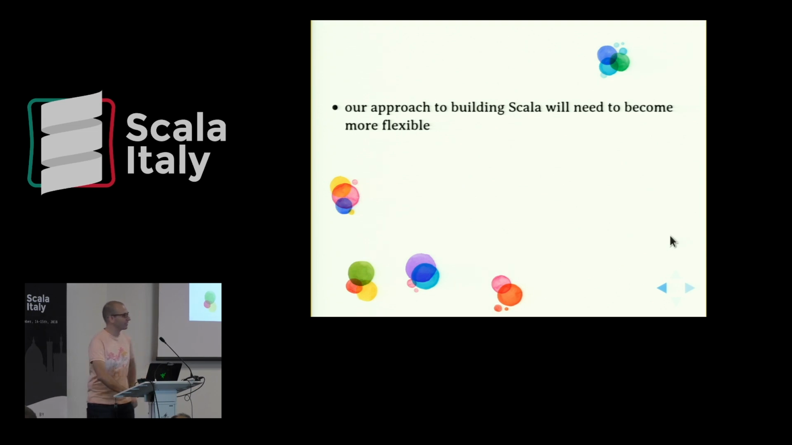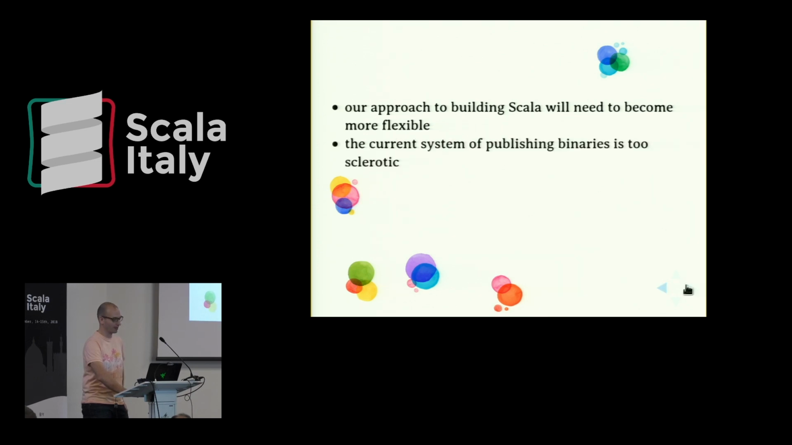And I think that our approach to building Scala that we've been following for several years now really needs to be more flexible. I think that the idea of having to publish binaries to a central repository only when all of the dependencies of that project are published means that we end up with a system, an ecosystem, that is sclerotic. It is very slow for changes to be dispersed throughout the entire system.